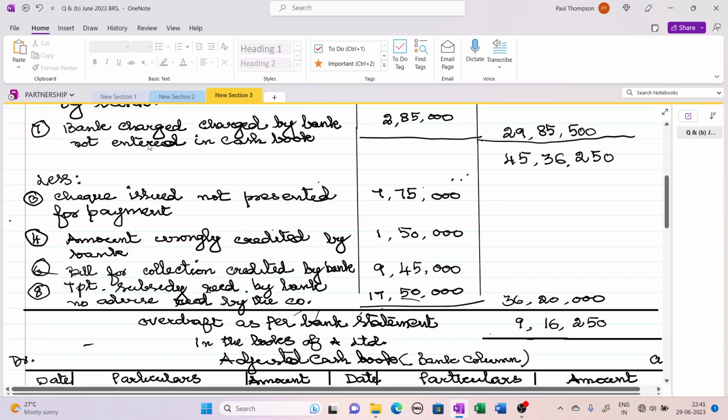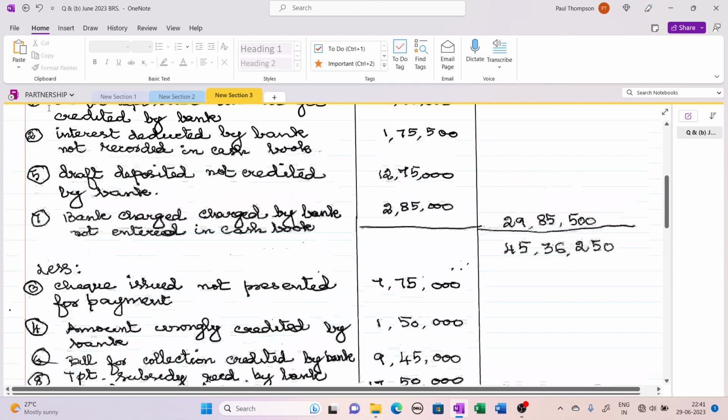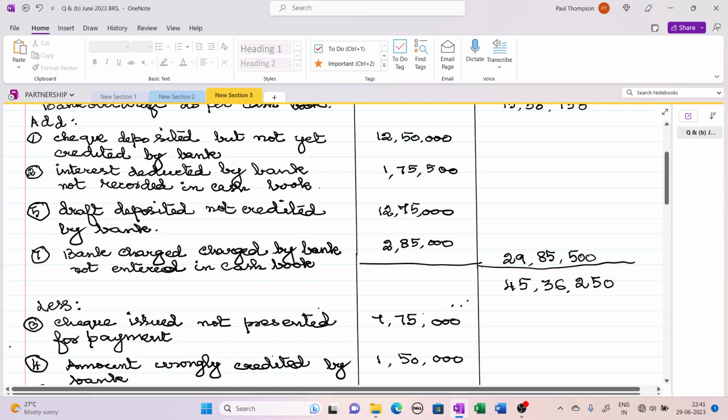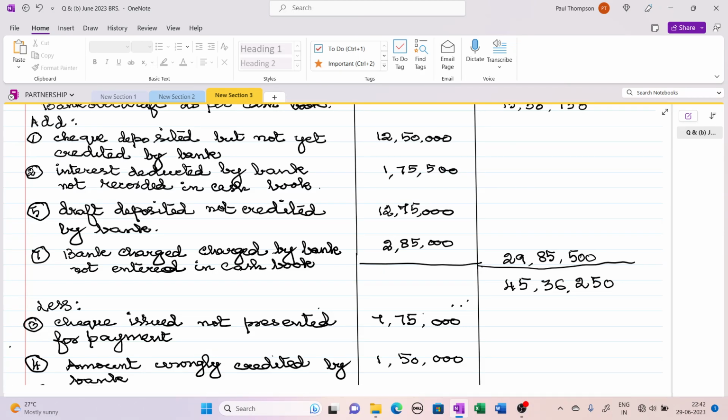Now I'll do the adjusted cash book. When it comes to adjusted cash book, immediately keep it in mind, all those transactions which are related to timing difference will not appear in your adjusted cash book. It will appear in your bank reconciliation statement, like cheque deposited but not yet credited, draft deposited but not yet credited, cheque issued but not yet presented for payment. These timing differences will appear in your BRS. Any wrong debit or credit by bank, we cannot adjust it in our cash book, so that will also appear in our bank reconciliation statement.